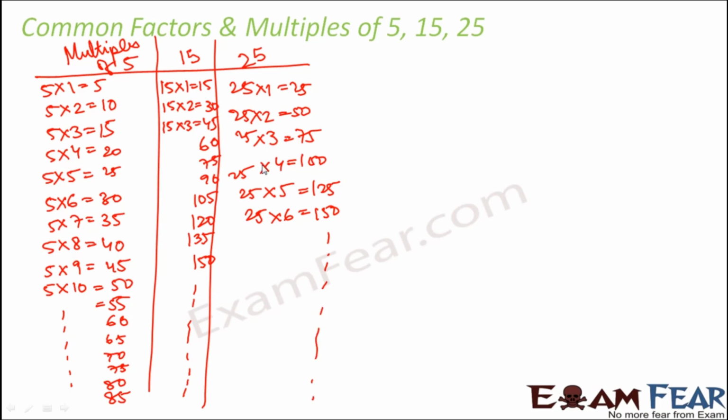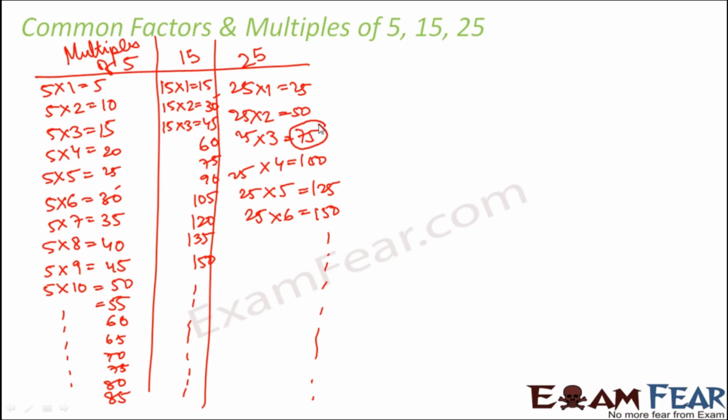Now looking at these tables, can you identify the common multiples? A common multiple would mean that that number should be a multiple of all the 3 numbers. For example, look at 30. 30 is a multiple of 15, 30 is also a multiple of 5, but 30 is not a multiple of 25. So 30 will not be considered as a common multiple of the 3 numbers. Common means it has to be a multiple of all the 3 numbers.